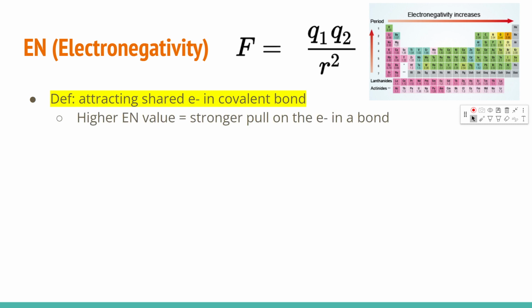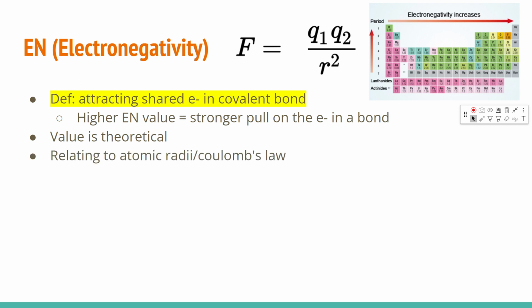So if I have a higher electronegativity value, I have a stronger pull on those electrons within that shared bond. This value is theoretical, so there is no concrete experimental data that says this trend up here. It's something just based off what we know about how attraction works. So this value is not measured in any particular lab experiment.